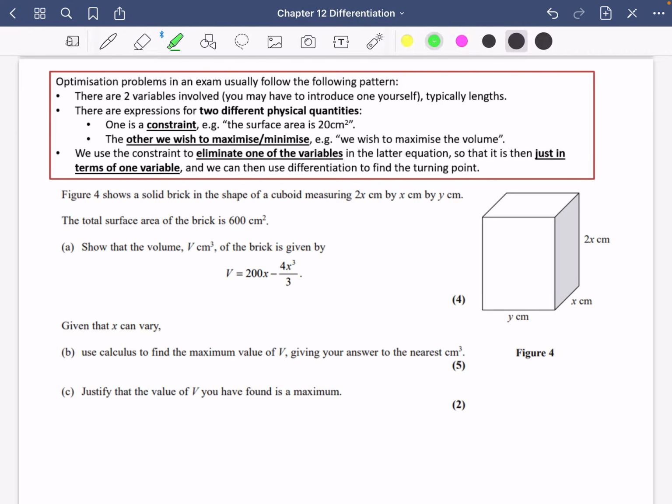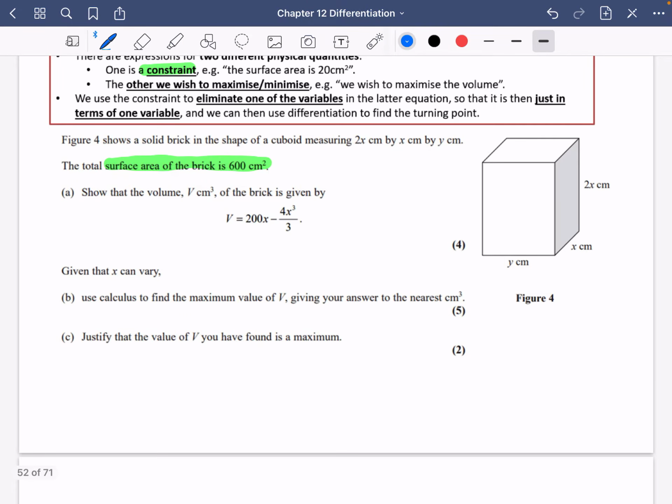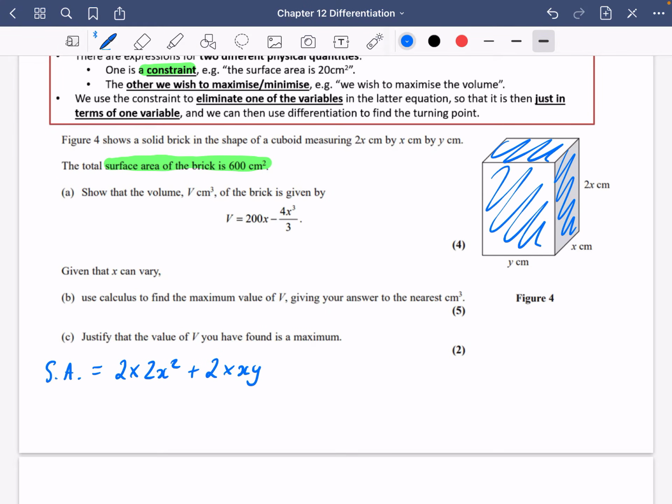I'm going to start off by using this fact, which is the constraint that the surface area of the brick is 600 centimeters squared. That is fixed, and we can't change that. So let's actually work out what the surface area of the brick is. The surface area is going to be, well, you've got two of these ones. So that's going to be 2 times 2x squared. You've then got two of these ones, which is going to be 2 lots of xy. And then you've got two of these ones, which is 2 lots of 2xy. So in total, we have 4x squared plus 2xy plus 4xy, which is 4x squared plus 6xy.